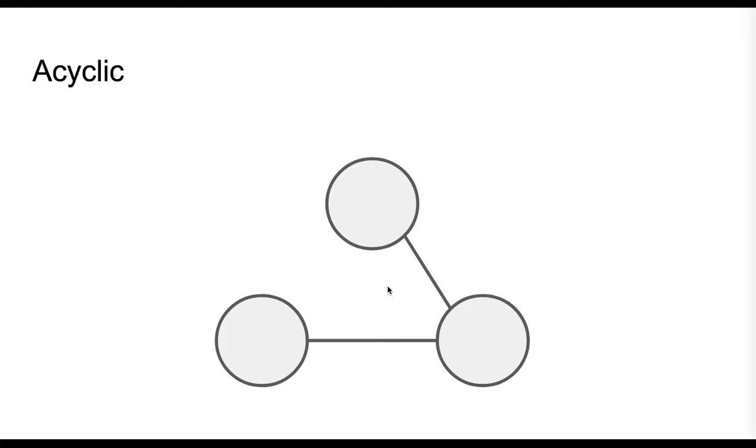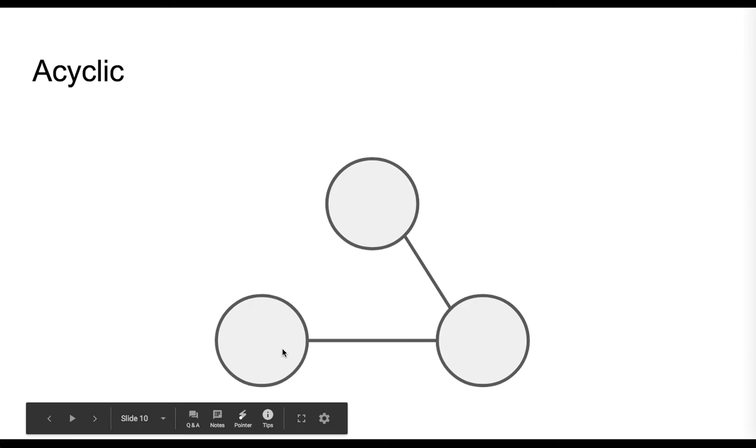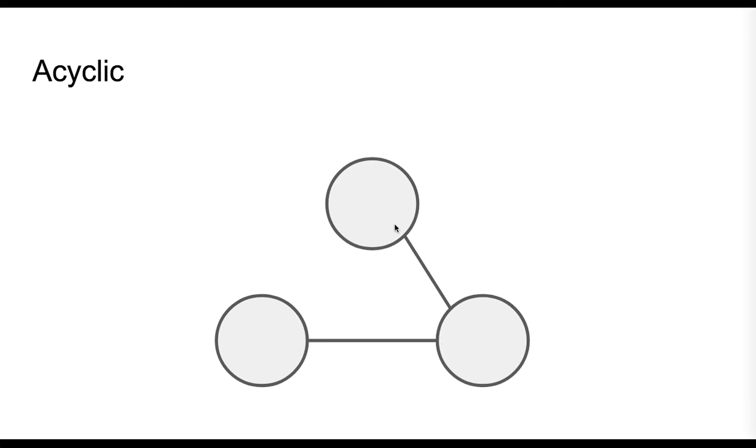This is an acyclic graph because I can't do that. It's not cyclic, so it's acyclic. If I start off at this node and I go down to this one and then I come back to this one, I can't get from this lower left-hand side node back to the top node without going back across both of these edges. So it's no longer a cycle.